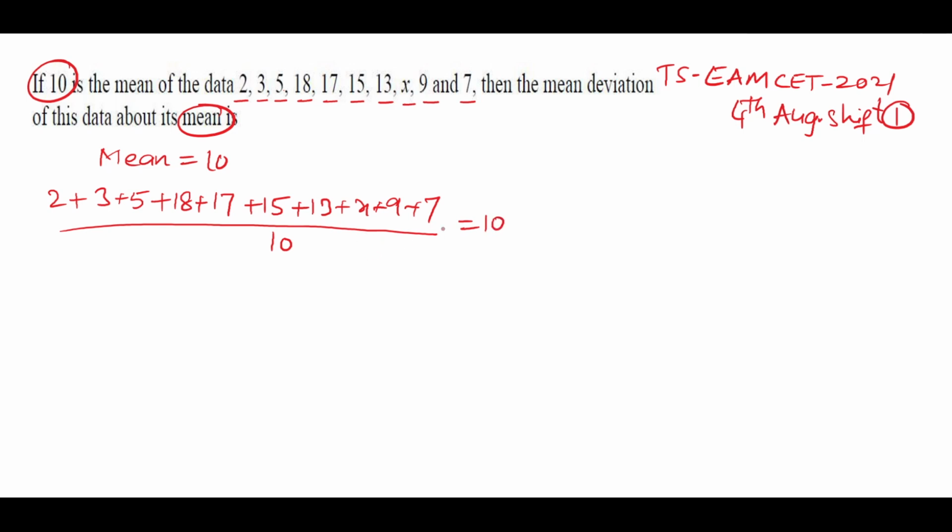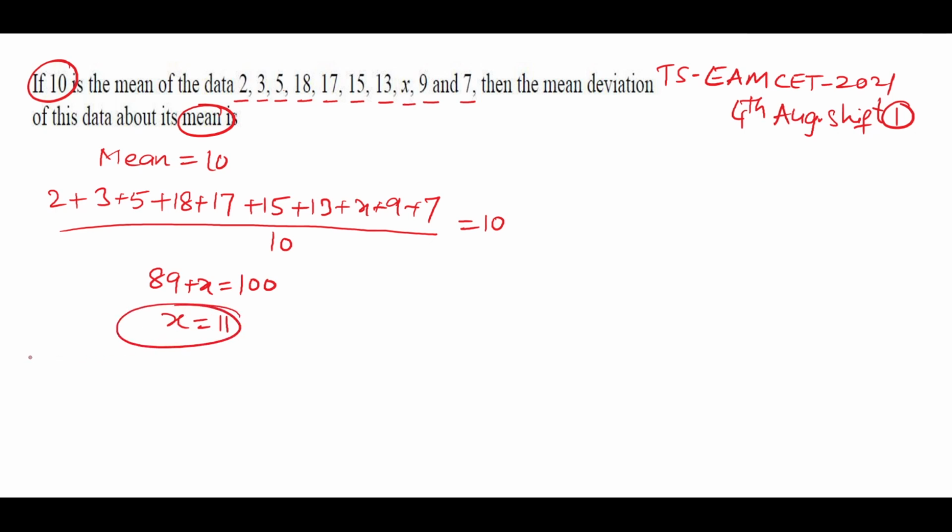Take cross multiplication, that is 10 into 10, 100. 2, 3, 5 is 10, 28, 35, 45, 60, 73, 80, 89. This is 89 plus x is equal to 10 into 10, 100. From this, x is equal to 100 minus 89, this is 11. The value of x is 11.